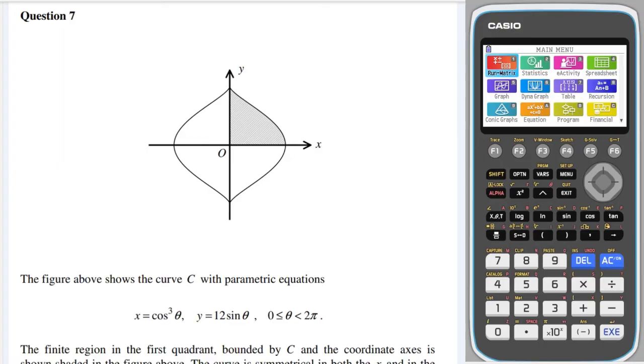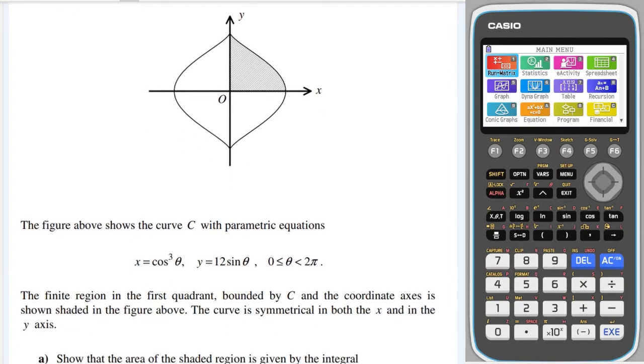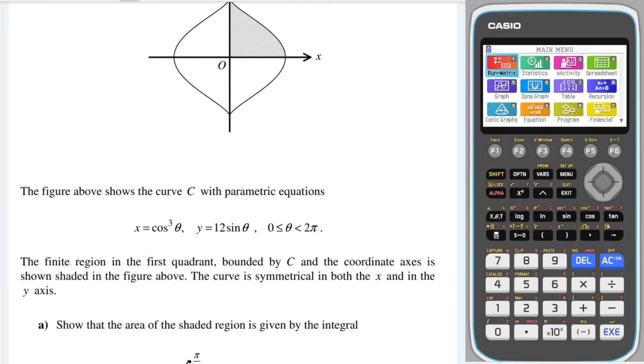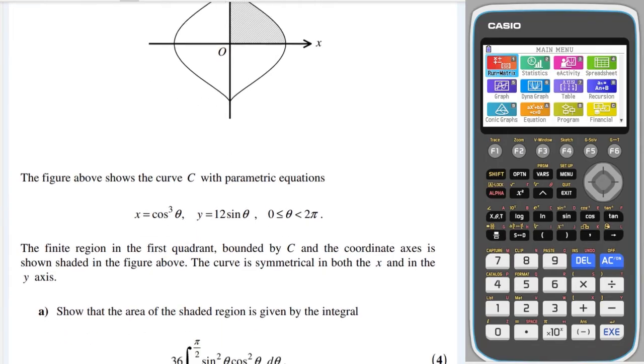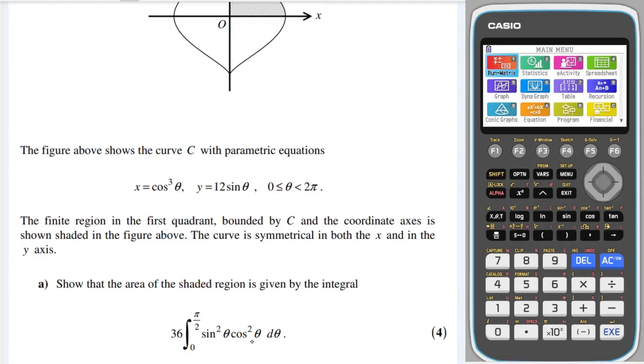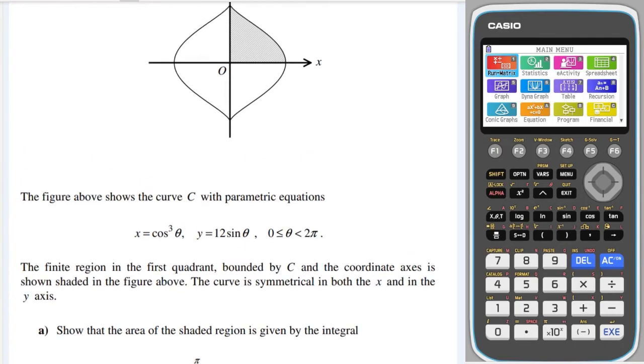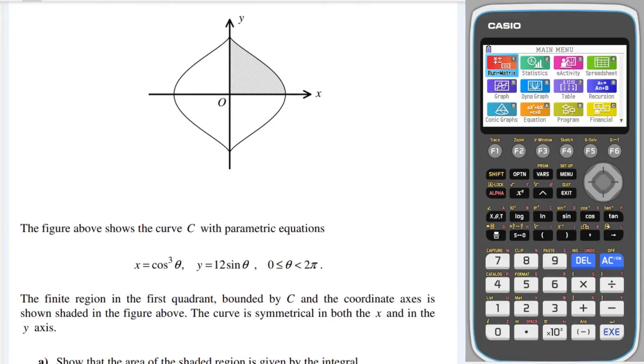Great. Okay, question 7. We have a beautiful, pretty little picture. We have 2 parametric equations, and it says that the region inside the first quadrant is bounded by C and the coordinate axis, and it's perfectly symmetrical. Show that the area of the shaded region is given by the integral of this. Okay, we can do that.